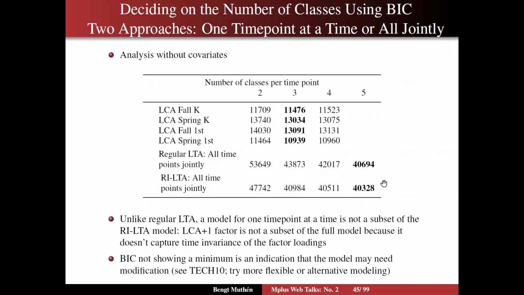And we will see what the reason might be for this lack of a clear BIC decision on the number of classes. And this last bullet we already covered. See Tech 10 for model modifications or model misfit, then try a more flexible or an alternative model.